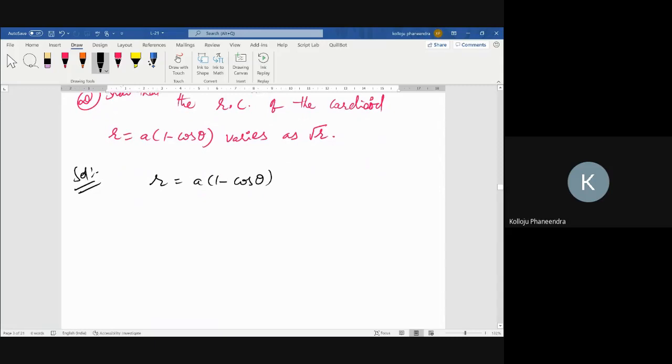Do you know what is cardioid? Anyone? No, sir. Cardioid relates to the heart; a cardiologist is the study of the heart. Right.